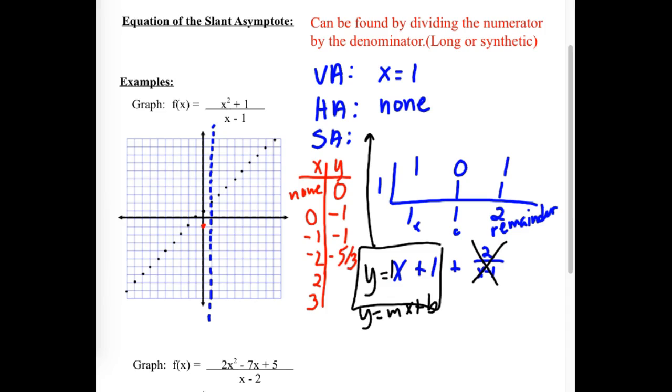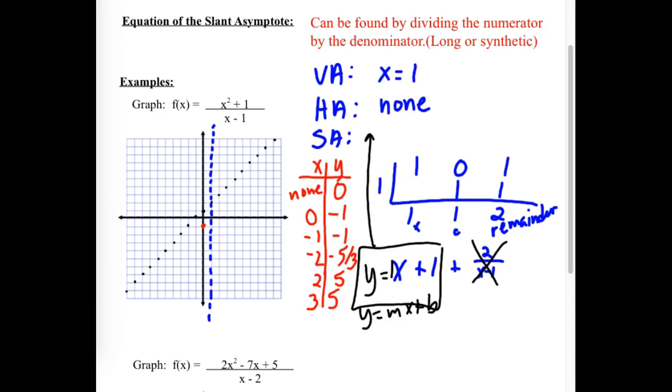Okay, putting a positive 2 in gets me positive 2. 2 squared is 4 plus 1 is 5 on top. 2 minus 1 is 1. 5 over 1 is 5. Put a 3 in. 3 squared, 9 plus 1, 10 on the bottom. 3 minus 1, 10 over 2.